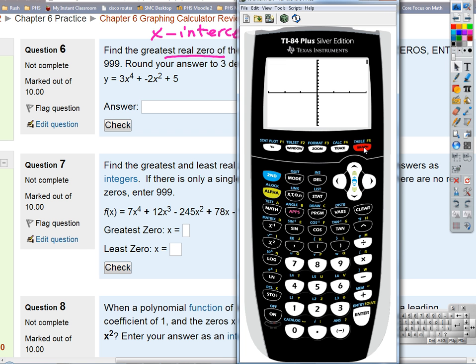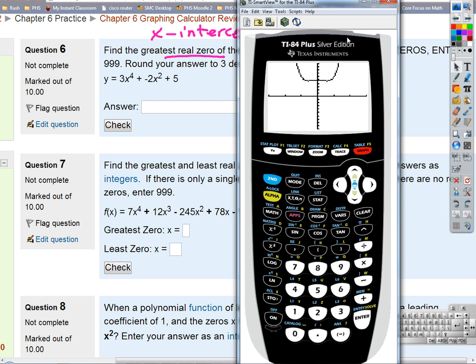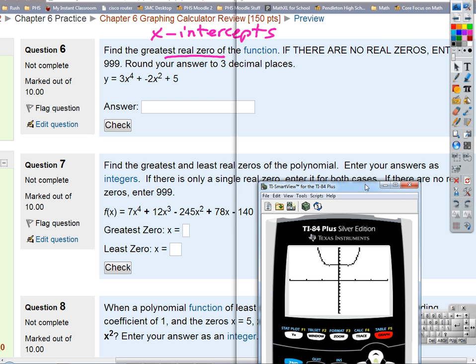Does it cross? No. Never crosses. So what's our answer? 999. How about that? That's the only way to figure out the answer, but well, no, you could do quadratic formula too if you wanted. That's fine to do. So this one is 999.